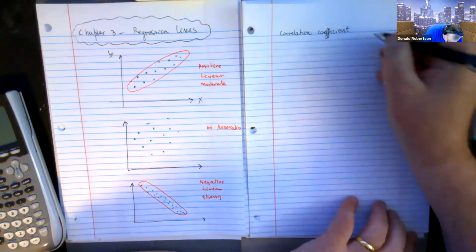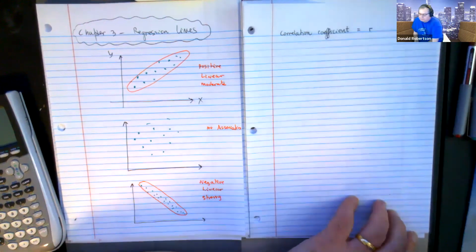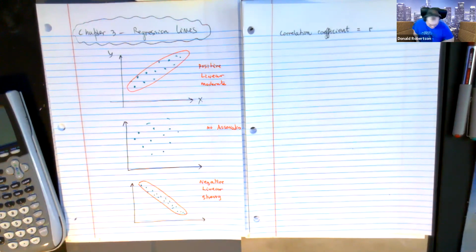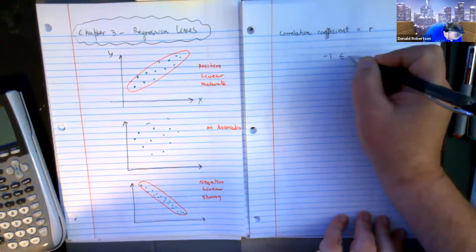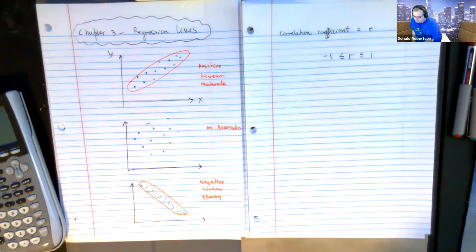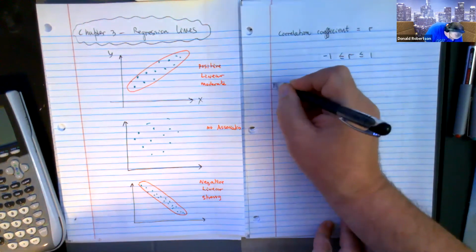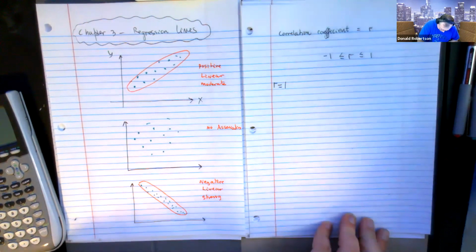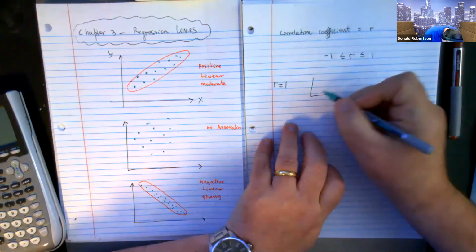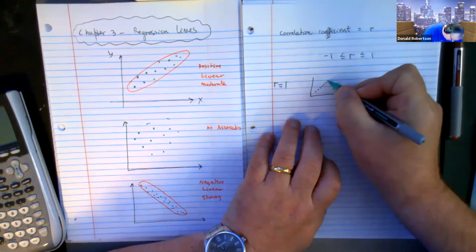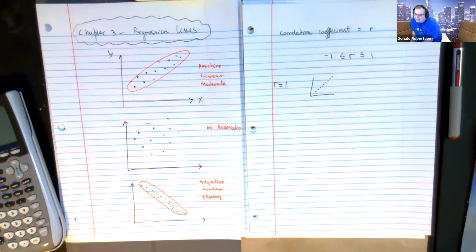And the correlation coefficient uses the little letter R. The correlation coefficient is a number between -1 and 1. When the correlation coefficient is 1, your data is essentially deterministic. I would just say it's a perfect straight line. You can't get any better than that, right? Every single one of your data points is on the same single straight line.